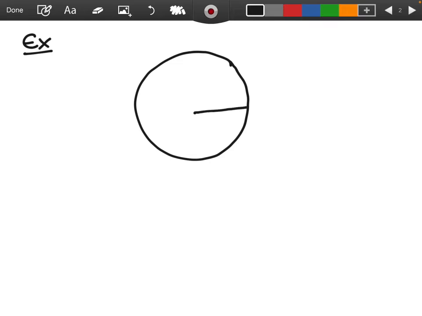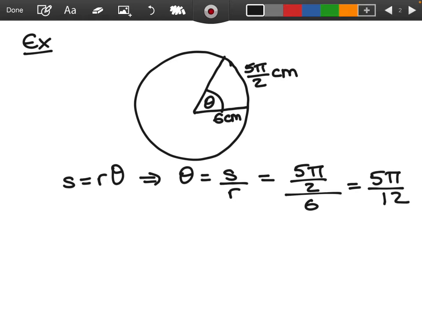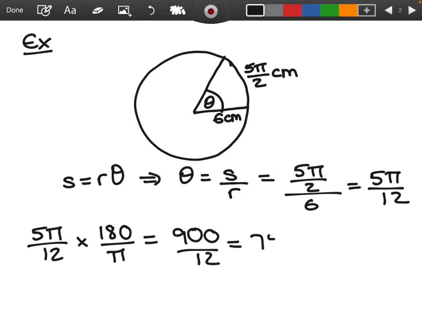Now, if I draw this out, we're told that the radius of the circle is 6 centimetres. And the angle that this arc subtends is what we're trying to find in degrees. And we know that our arc length here is 5 pi over 2. Now, when we find theta, originally we know using that formula it's going to be given to us in terms of radians. So we will have to do a conversion at the end. So if I rearrange this, I get that theta is equal to S divided by R. S is 5 pi over 2 divided by 6, which is 5 pi over 12 radians. I now need to find that angle in terms of degrees, which means I've got to multiply it by 180 over pi, which when you cancel it down, you get 900 over 12, which is 75.